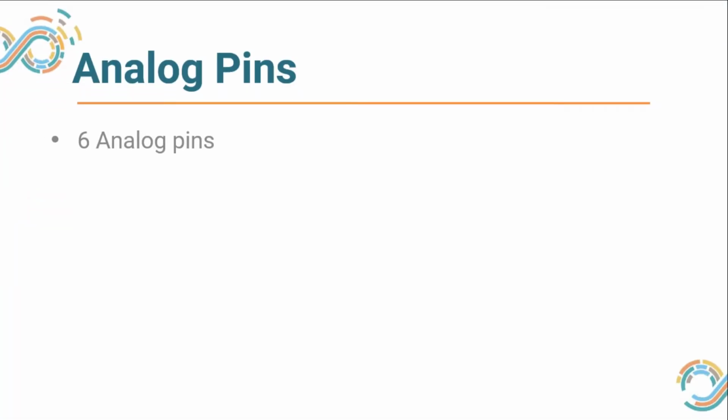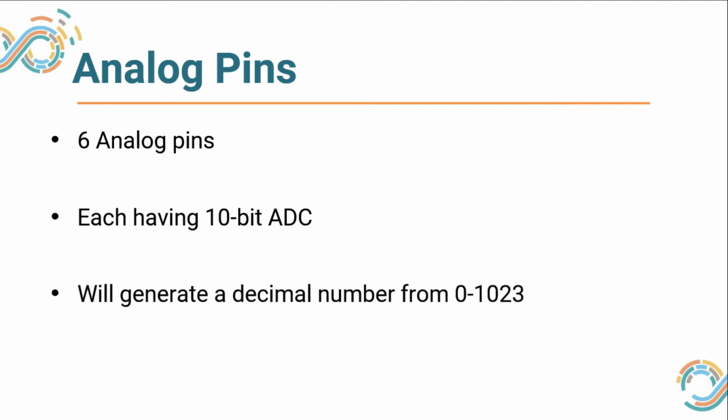So we know that there are 6 analog pins. Every analog pin is attached with a 10-bit ADC. That means we can have 2 raised to power 10, that means 1024 possible outputs, which are the inputs of analog pins. These outputs will be decimal numbers from 0 to 1023. That means if you feed any voltage between 0 to 5 volt at analog pins, they will be converted into one of these decimal numbers.